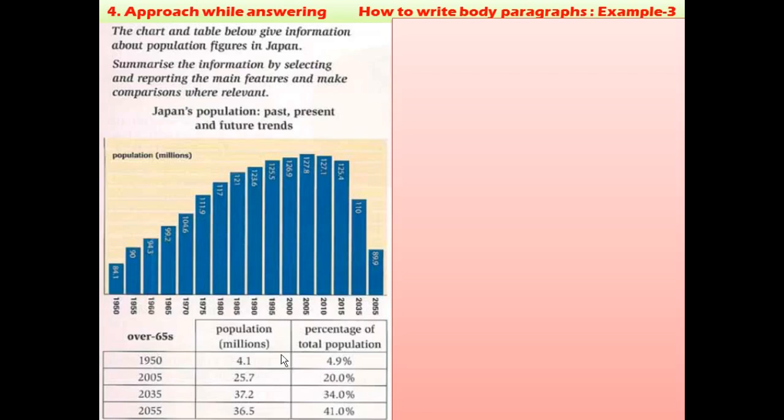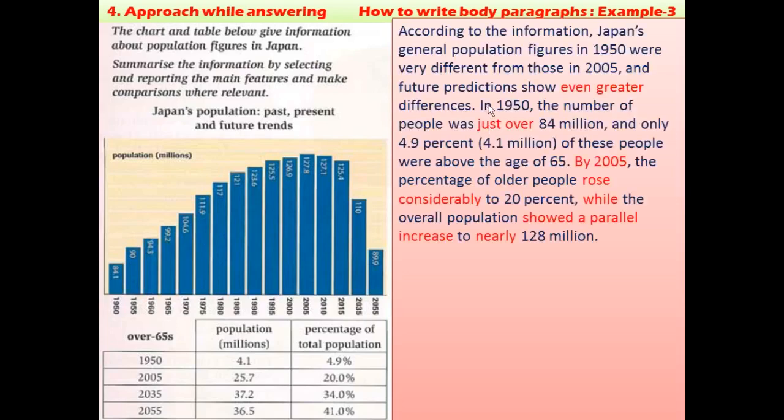On the other hand, if you are able to find a direct connection between these two pictures, perhaps you can talk about them together. Here you can see 1952 to 2005 and 1950 to 2055. Perhaps these are the population in millions. This is the population of over 65s, and this is the general population, so perhaps there is a connection between them. So let's see how it is to be written.